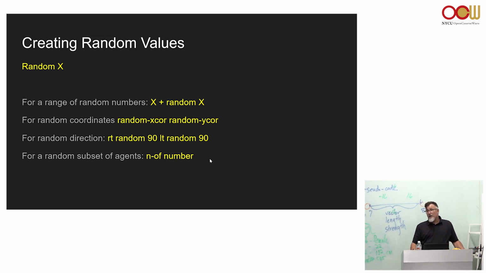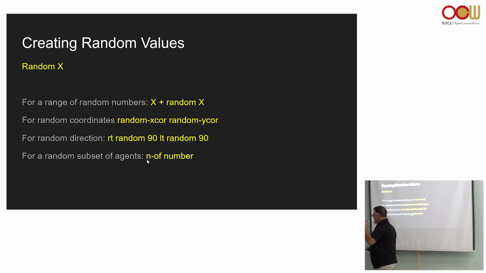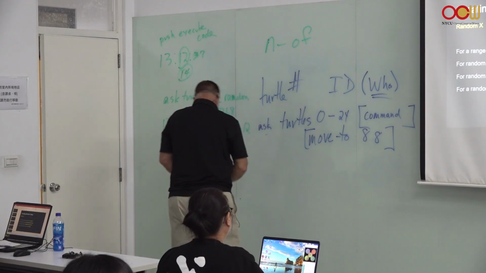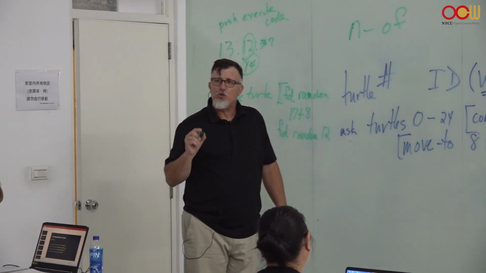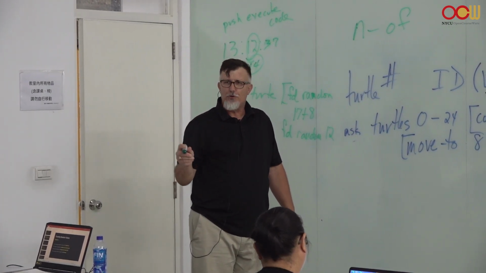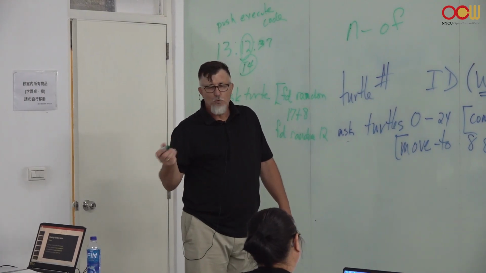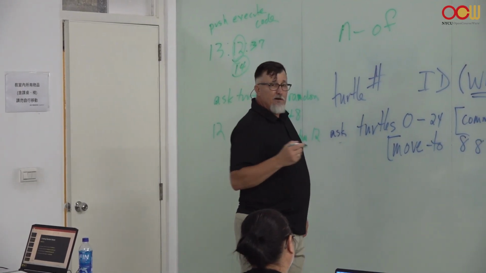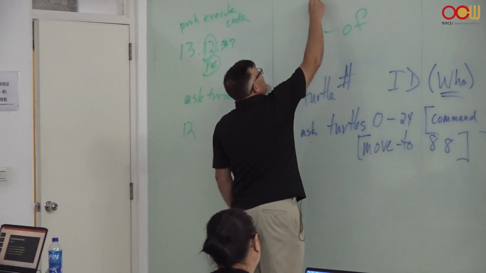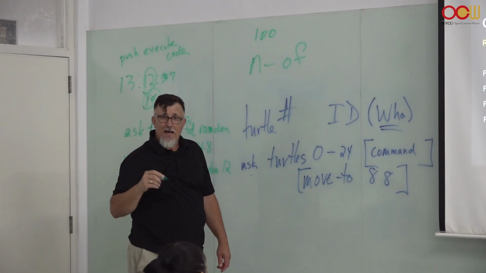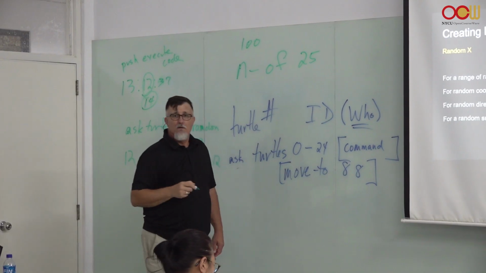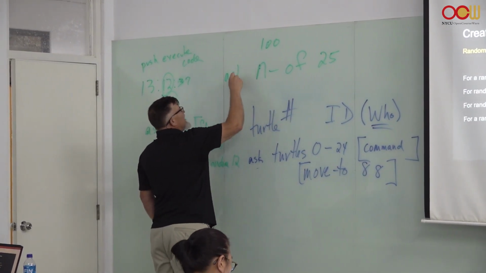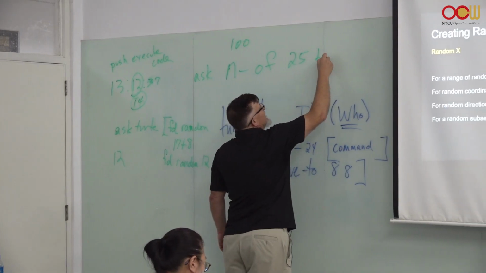And then one more command you're going to need for the model coming up: N of. N stands for number. And so N of always means that you're choosing a specific number of turtles. We'll just leave it at turtles for now. N of, say I have 100 turtles, and I want to pick out 25. N of 25 turtles. So ask N of 25 turtles.